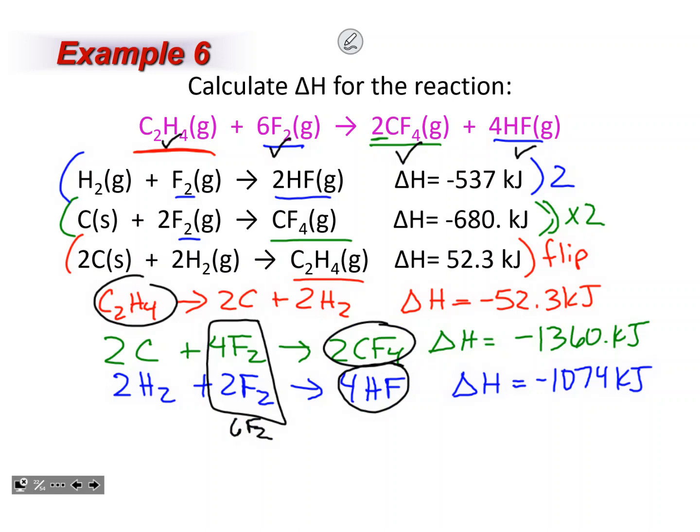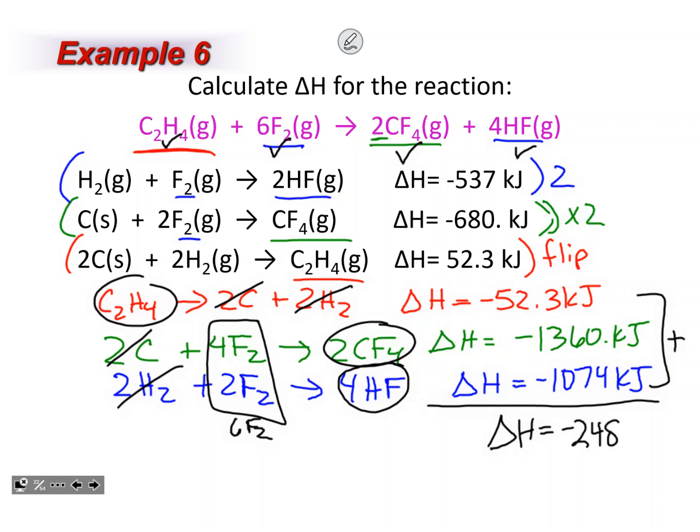Okay, make sure everything else cancels. 2 carbons go. 2 hydrogens go. And yes, now we're just ready to add all this up. We add all this up and we get anyone? 1,486.